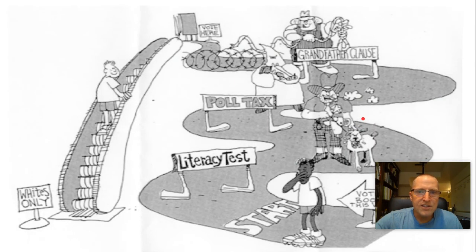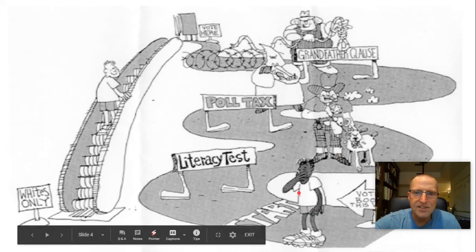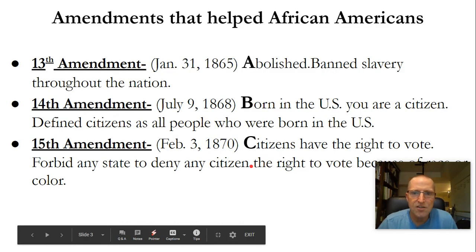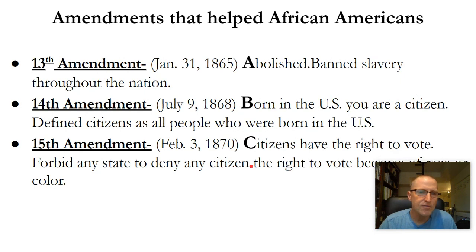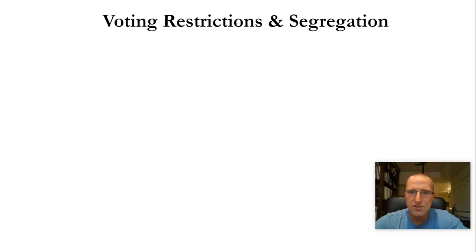So we started off with this document. We didn't have a lot to go on at first, but we were able to break it down. These obstacles were designed to make it much more difficult for African Americans to vote, and that was because southern states were trying to prevent African Americans from voting, and this was a way for them to get around the rules.